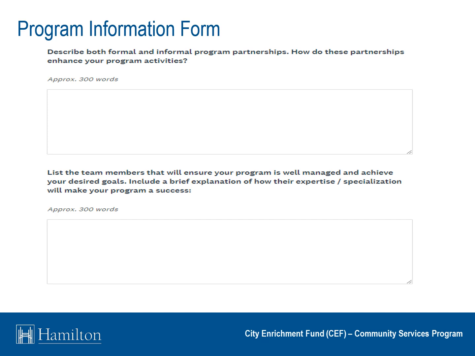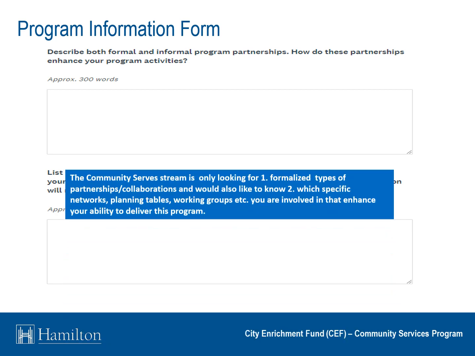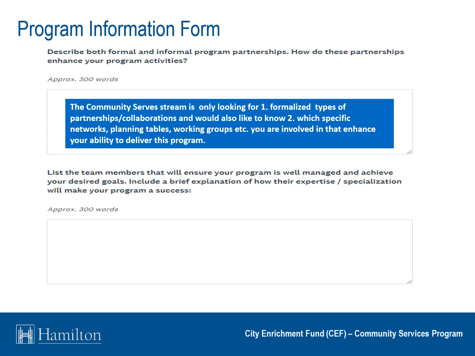Please tell us about your formal and informal program partnerships and how these partnerships enhance your program activities. The Community Services stream is looking for formalized, with an MOU, types of partnerships, collaborations, and would like to also know which specific networks, planning tables, working groups, etc. you are involved in that enhance the ability of your program.